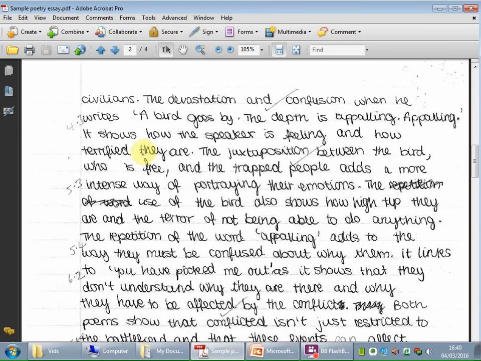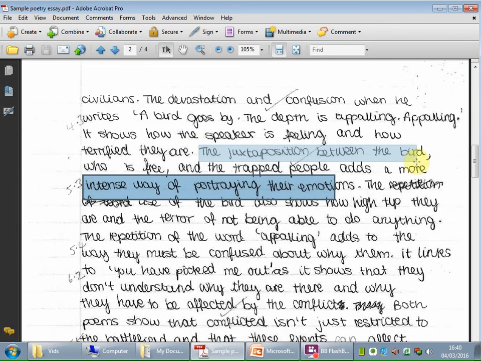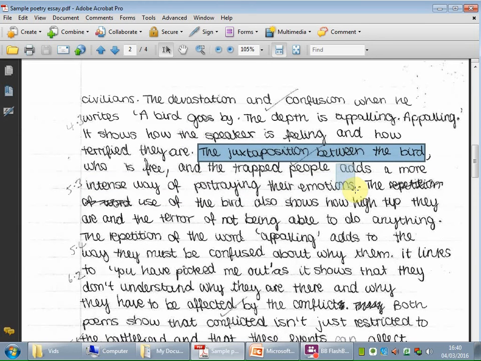Okay, they then go and examine the quote again, analyse the quote. It shows how the speaker is feeling and how terrified they are. The juxtaposition, which is a great word meaning the strong contrast between the bird, which is free, and the trapped people, adds a more intense way of portraying their emotions. So it's going to the quote and thinking, right, what's interesting about this quote? The use of the idea of a bird shows the contrast between the bird who's free and the trapped people and makes it more intense. So they look at the quote, they find something interesting about the quote, and they say what the effect is.